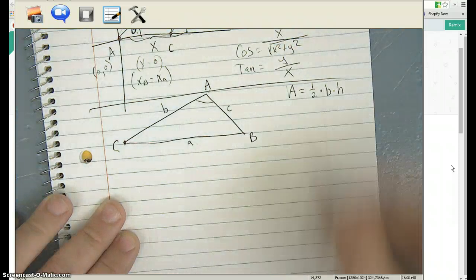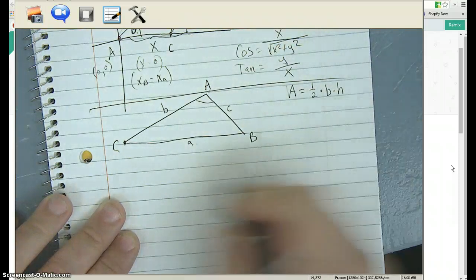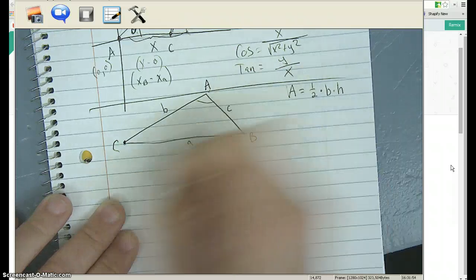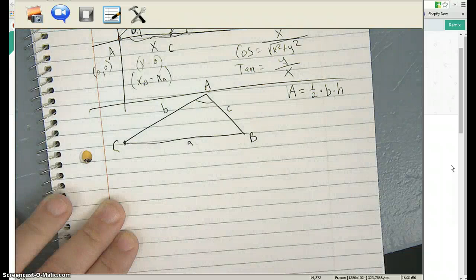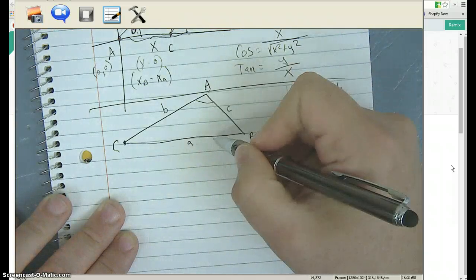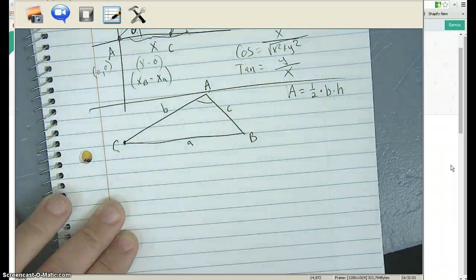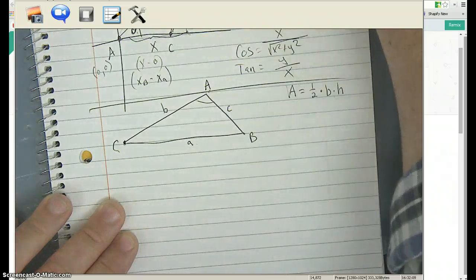So now, if I thought about what would my formula be here, well, it would be 1/2 times my base, and looking at it like this, I would probably call A my base times my height. But that's the measure I don't have. I don't have a height here, and I don't have a height there. So now's when trigonometry comes in very, very handy.